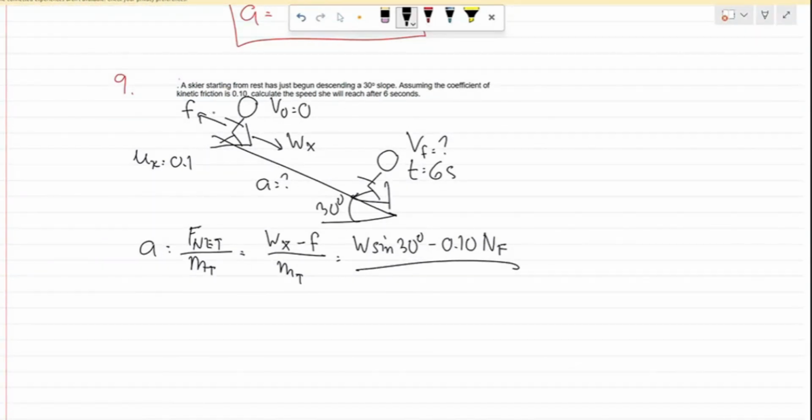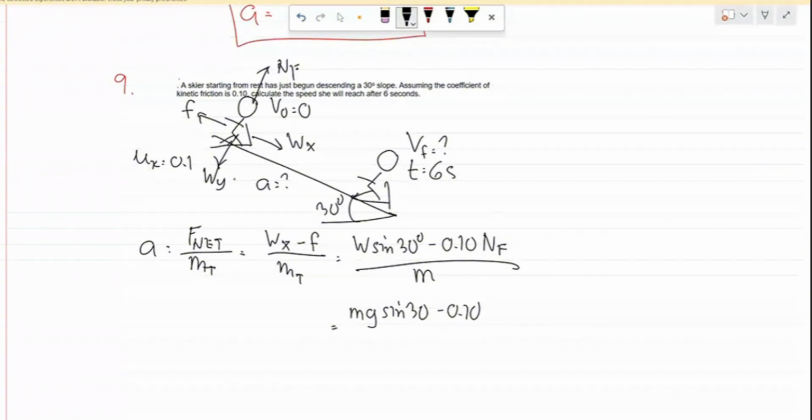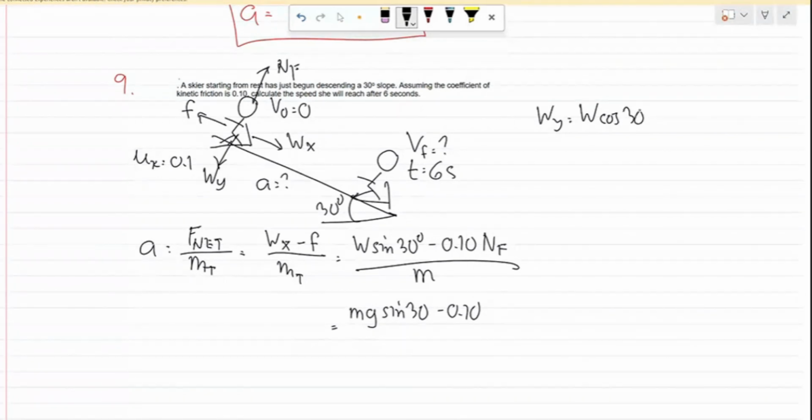May binigay? Okay, wala din pong mass na binigay. Sabihin ko na lang na M. Okay, sir, ano po ba ang W? Again, W is mass times gravitational acceleration. So, M times G, sine of 30 minus 0.10. Ano po si normal force? Based po sa ating figure, okay, ang ating pong normal force is equals saan? Ay W sub Y. Sir, ang W sub Y po would be the W cosine of 30 degrees.